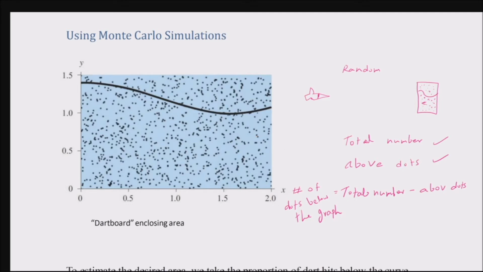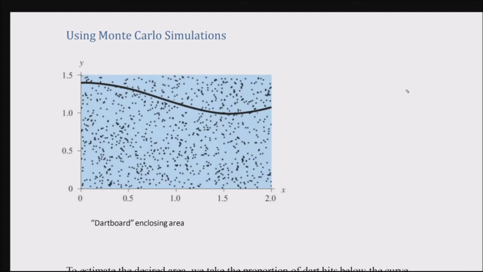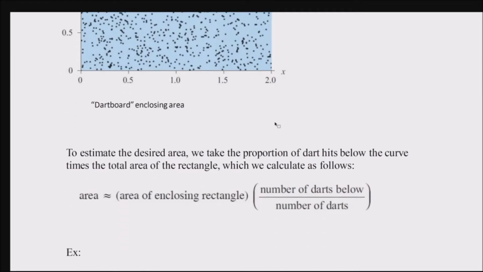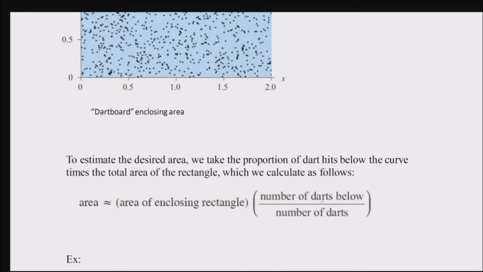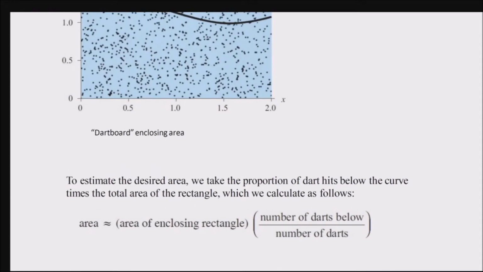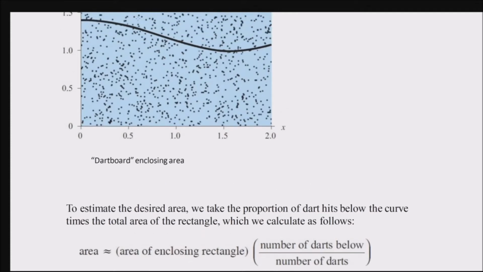So how are we going to do this? Let's look at an example, and then you can have a clear idea what this means, right? So it says here the estimated desired area we take, right? So that's the area is equal to number of darts below divided by the total number of darts, and the number of darts that you have below the graph is this much, and you multiply that by the area of the enclosing rectangle.